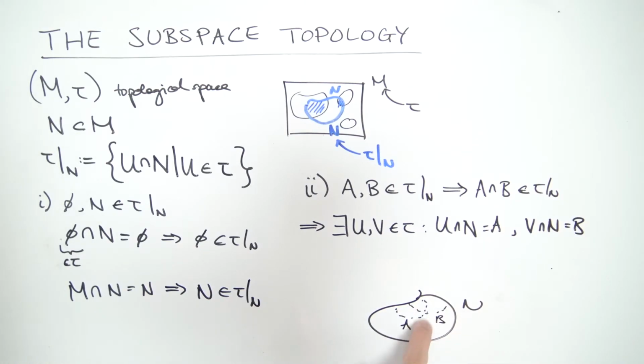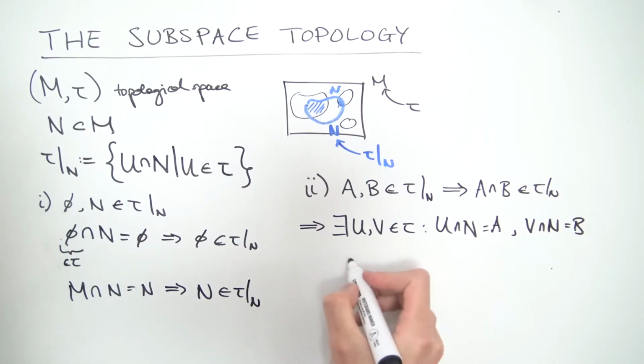If A is a neighborhood, then by our construction, we must be able to find some subset U over here, such that U intersected gives us A, and we must be able to find some other neighborhood V, such that V intersected recovers our B. But U and V are elements of the original topology. And if U and V are elements of the original topology, then the intersection over here must also be an element of the original topology. And from this picture, you can see that since this set over here is a neighborhood of the original topology, when we intersect it with N, we also recover the intersection between A and B.